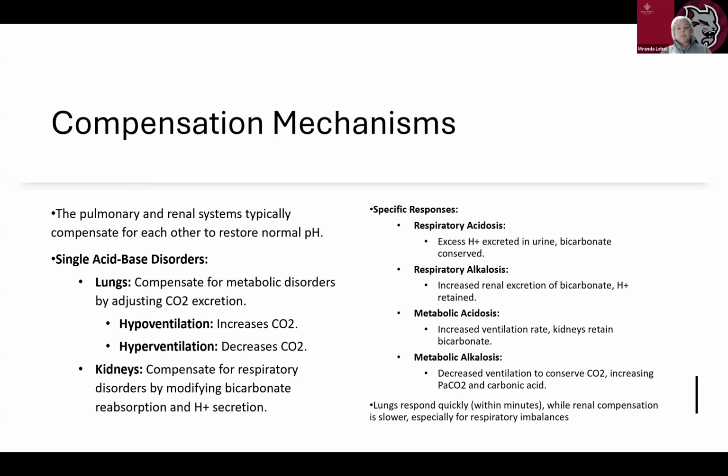The lungs are going to respond quickly within minutes, while renal compensation is slower, especially for respiratory imbalances. So it is not uncommon to have a respiratory acidosis or respiratory alkalosis, and then over a couple of days, it's going to change into metabolic, because the respiratory compensation is very quick, and then it goes into metabolic.